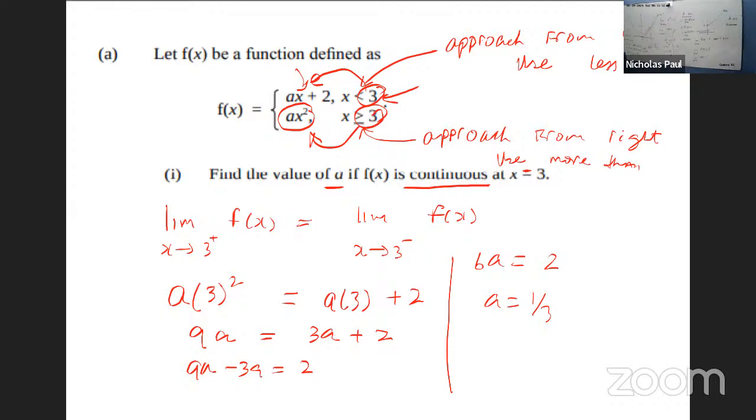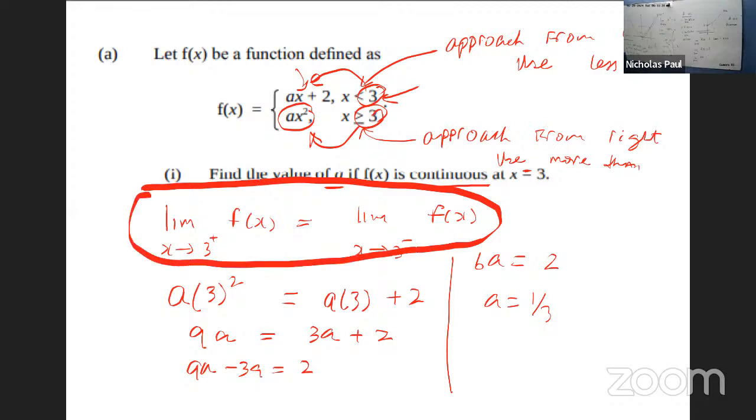Any questions? Any questions online there? Right, so once it tells you it's continuous, you have to use one of the rules, either the limit or the defined values that you see.